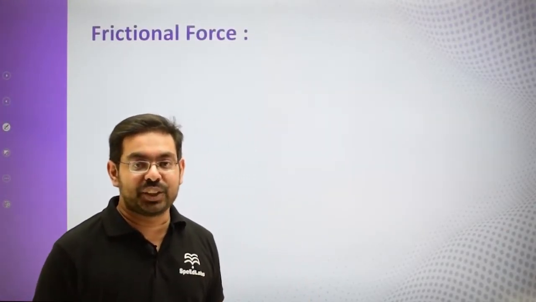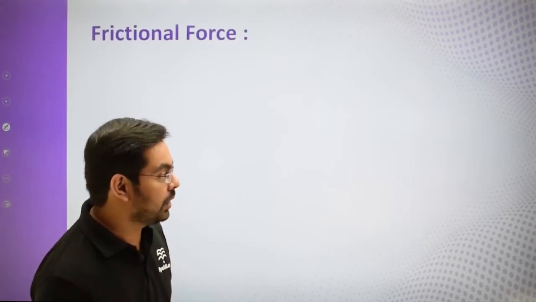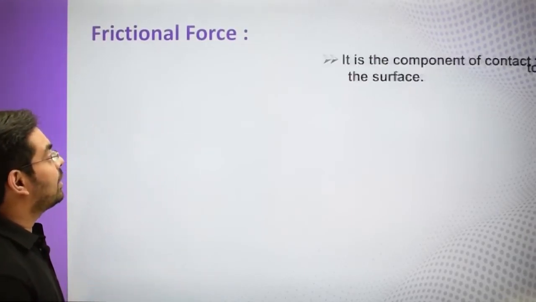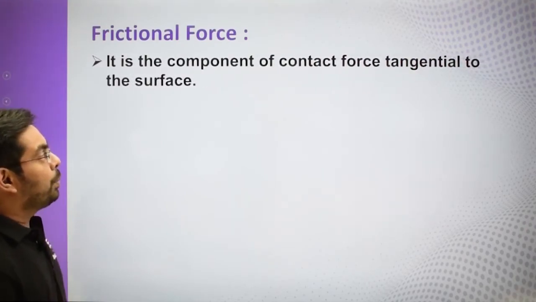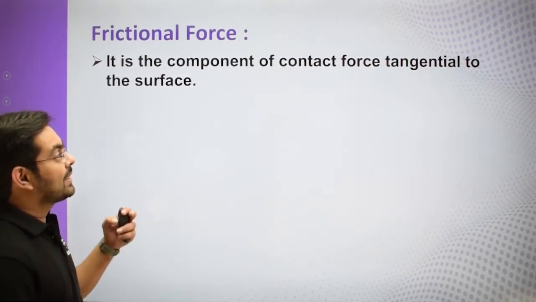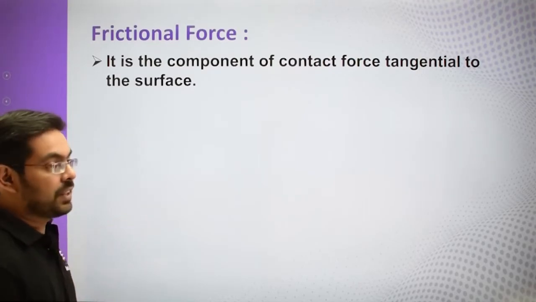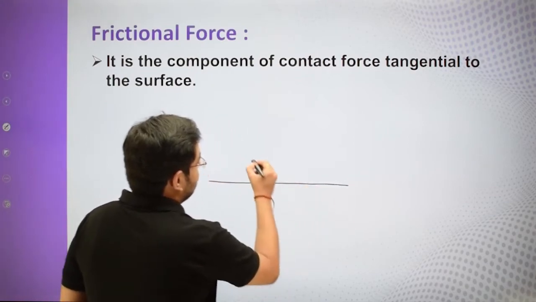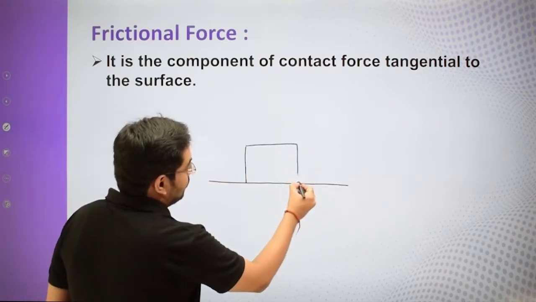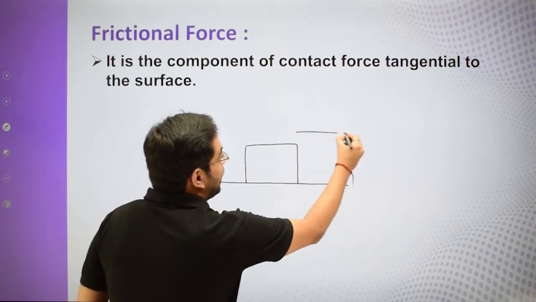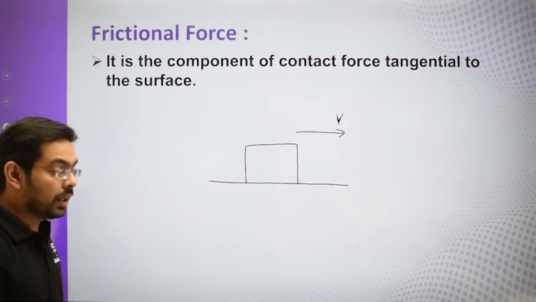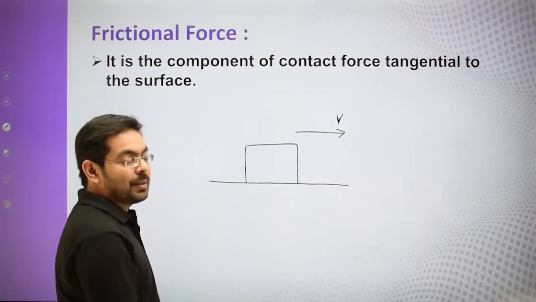The next contact force we will discuss is frictional force. So what is frictional force? We should understand first. It is the component of contact force tangential to the surface. So suppose there is a block and it is moving in this direction, suppose with speed v. Then this surface is applying some contact force.